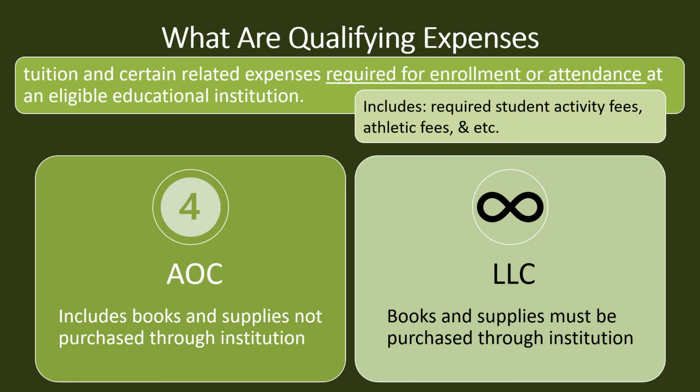And those are expenses that would not show up on the 1098-T. They can be added in as the return is being prepared. The Lifetime Learning Credit, on the other hand, the books and supplies have to be purchased through the institution. So those of our taxpayers who are claiming the Lifetime Learning Credit, if they bought their books online, not through the institution, then they don't get to add those in as a qualifying expense.